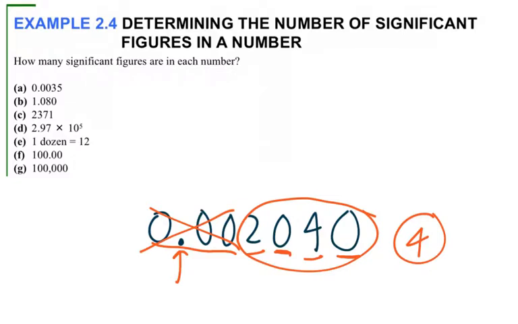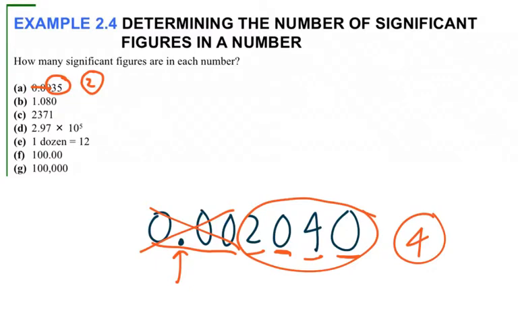Okay, I'm going to assume you finished doing these. All right, look at letter A. Letter A has only 2 significant figures because the first 3 zeros are leading zeros. So only the 3 and the 5 are significant. So this one only has 2. So if you answered that, you are correct. Letter B.